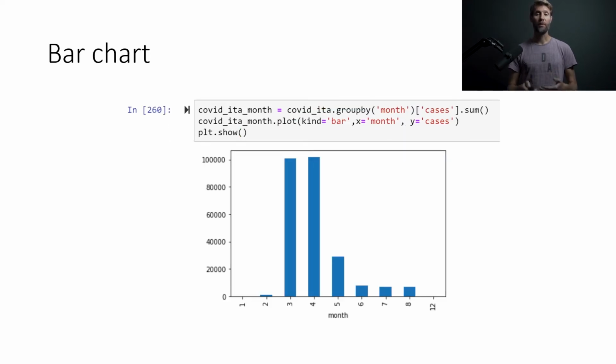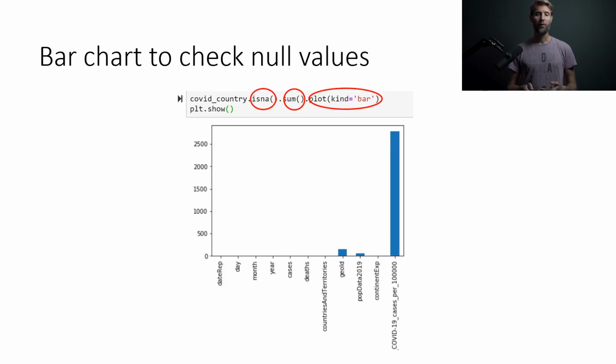This bar chart confirms what we already noticed from the line chart on the previous slide. In March and April, there were about 100,000 new cases reported. Before we created the bar chart, we first summed the data per month by applying the group by function. To create this bar chart, we used the plot function again, but in this case we set the kind parameter to bar.